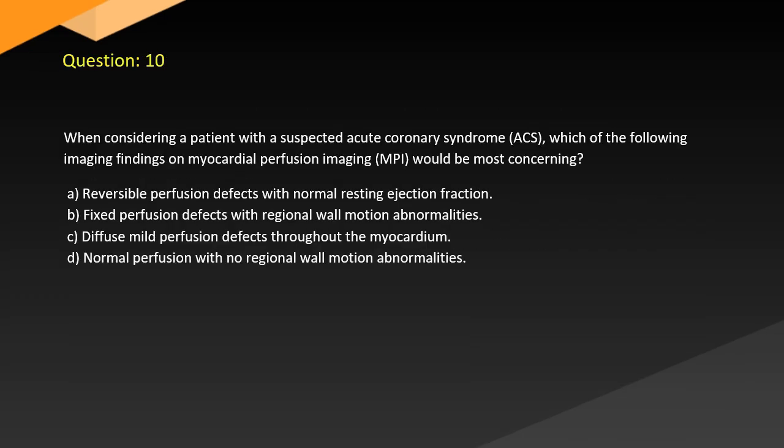Question 10. When considering a patient with a suspected acute coronary syndrome, which of the following imaging findings on myocardial perfusion imaging (MPI) would be most concerning? A. Reversible perfusion defects with normal resting ejection fraction. B. Fixed perfusion defects with regional wall motion abnormalities. C. Diffuse mild perfusion defects throughout the myocardium. D. Normal perfusion with no regional wall motion abnormalities.